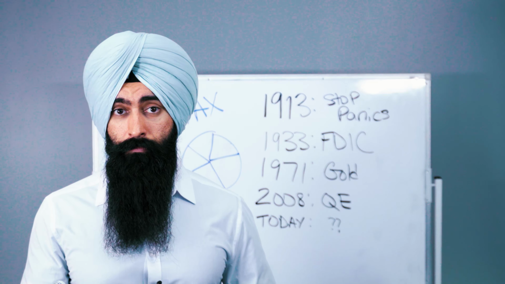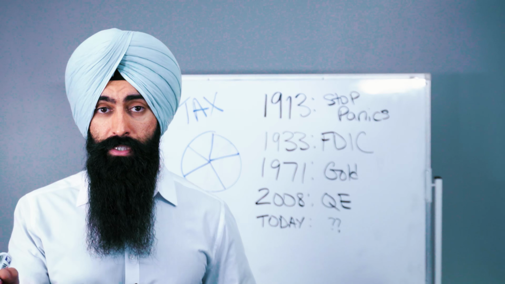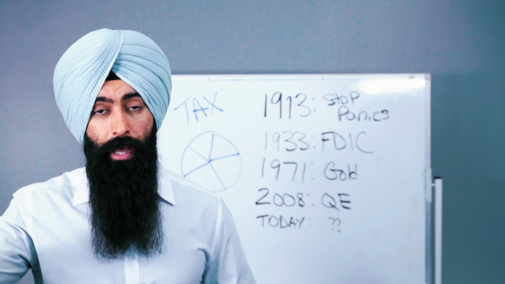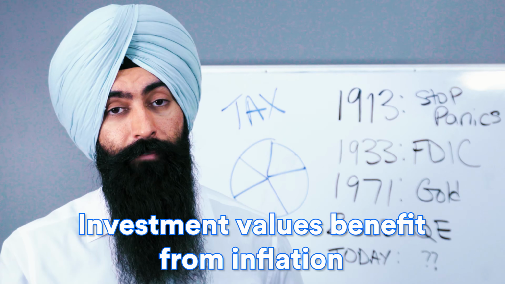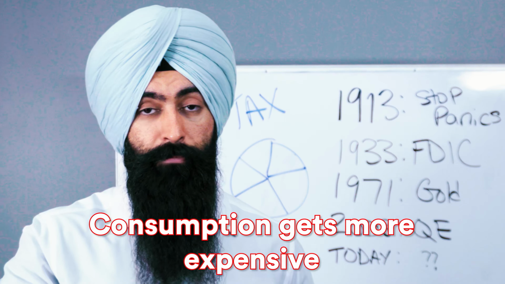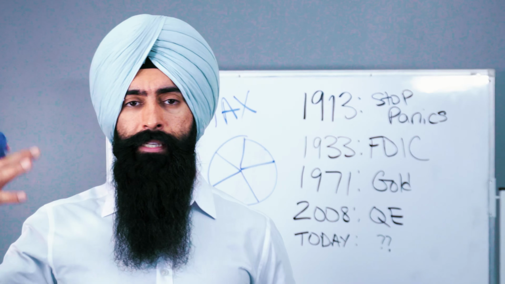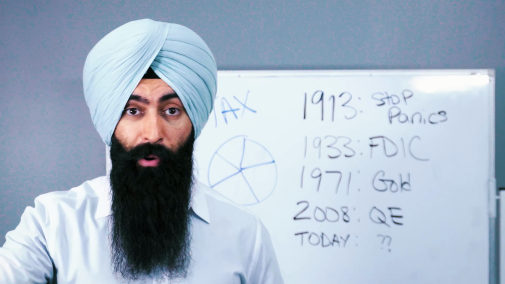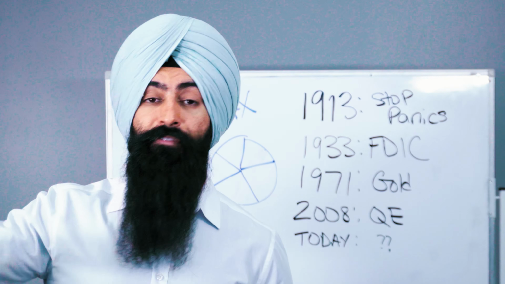However, what we do know is the person that disproportionately pays the price is the person that doesn't understand inflation. And the reason why I say that is because inflation disproportionately hurts the average person, it disproportionately hurts the consumer, but it disproportionately benefits the investor. Investment values generally benefit from inflation, while consumption becomes more expensive. So what does that mean in plain English? That means that when you go and shop, you buy the guac from Chipotle, it becomes more expensive. So for the people that are spending money, life is more expensive.